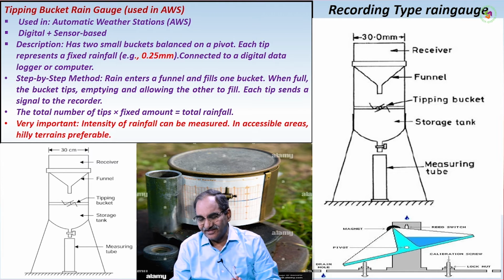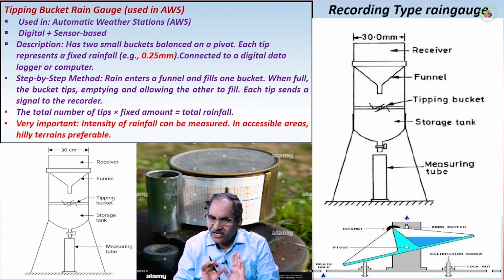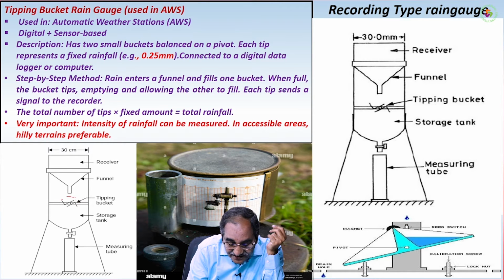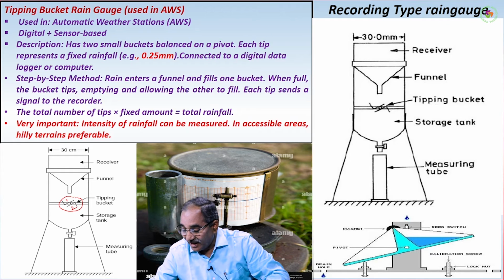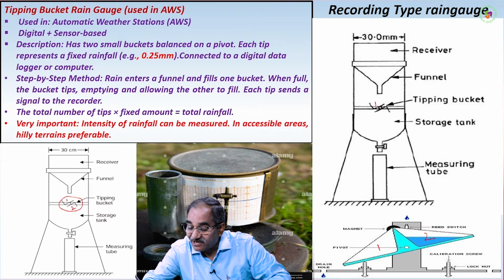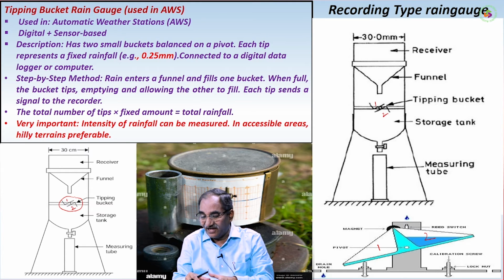What is there inside? There are two buckets. You can see the buckets here. This is the first bucket, this is the second bucket. I have shown this is the first bucket, this is the second bucket. The same is the first bucket, second bucket; I have shown different figures.